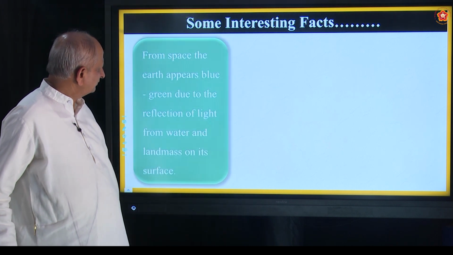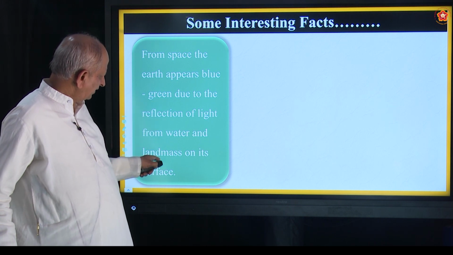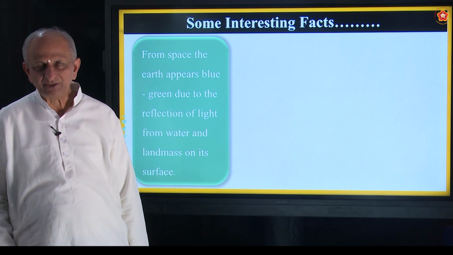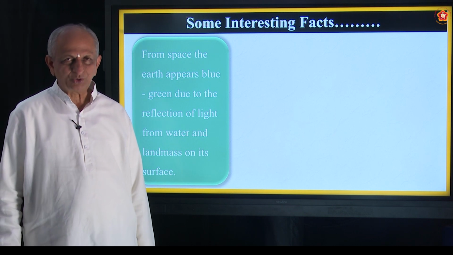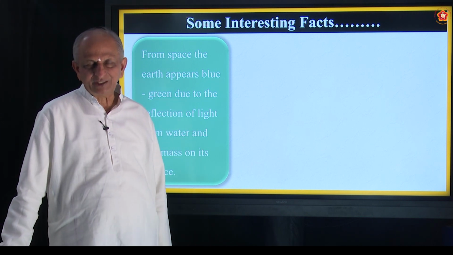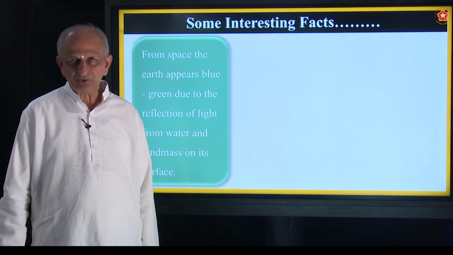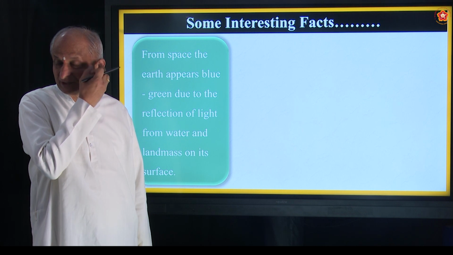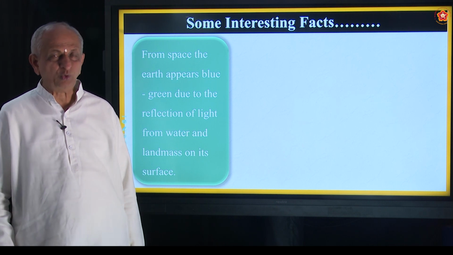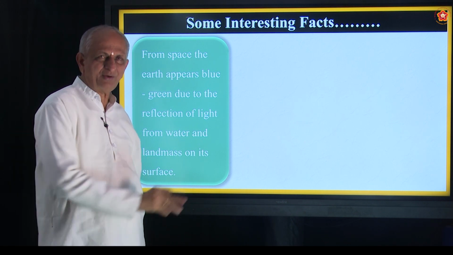Some interesting facts. From space, the earth appears blue-green due to the reflection of light from water and land mass on the surface. So when the light falls on the earth's surface, it looks like a blue ball with a greenish tinge. The greenish is due to the refraction that takes place. So because of the reflection and refraction of the sunlight, the earth, if seen from space outside the earth's atmosphere, looks like a blue and greenish ball going around the sun.